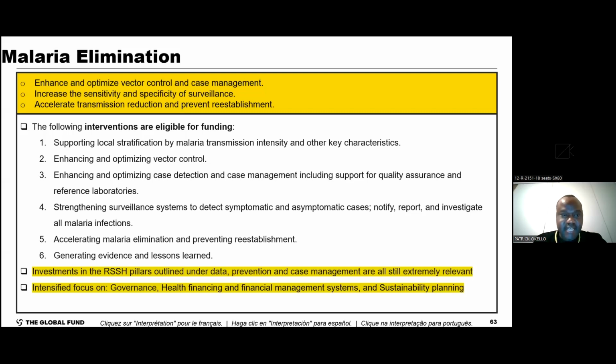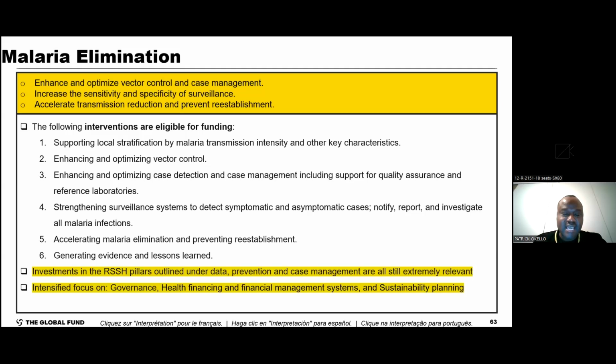For areas that happily are reaching malaria elimination, of course, as you all know, it's really making sure we optimize vector control and case management by really ensuring we support local stratification. So we identify those key characteristics and populations that remain the carriers of malaria, and they, of course, are underpinned by very strong surveillance systems so that we can quickly detect both symptomatic and asymptomatic cases, notify them, and prepare the countries basically for certification for pre-elimination.